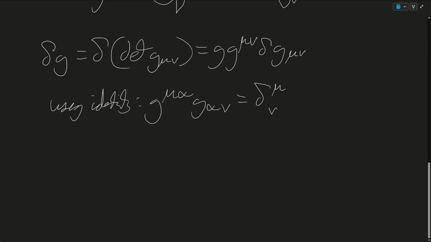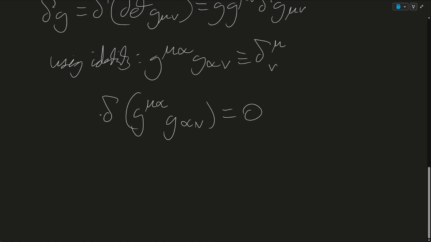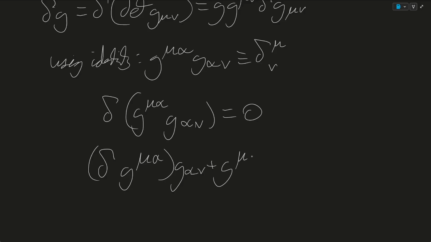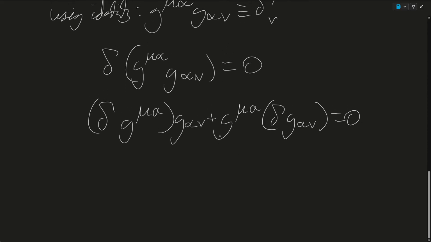we can vary our identity here. That identity: vary g mu alpha g sub alpha nu is equal to 0. And we can split that apart and say g mu alpha times g alpha nu plus g mu alpha times delta g alpha nu is equal to 0.